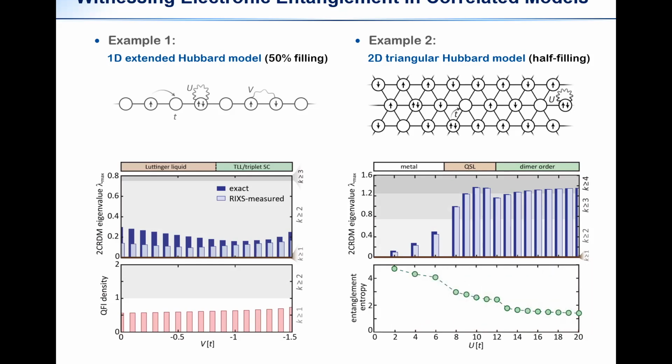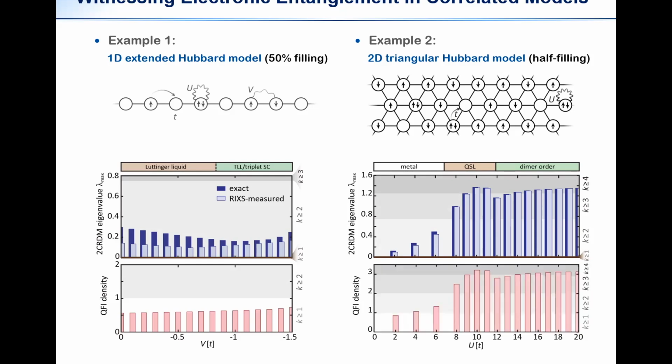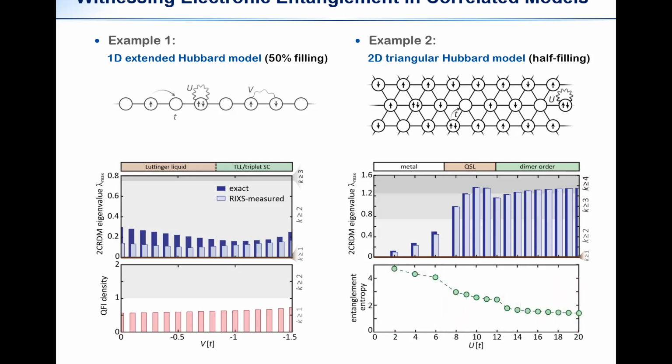So the take-home message is whenever the system is spin dominant, the results from the electron entanglement and the spin entanglement give the same result, so it covers all the QFI information. But when the system is no longer spin dominant, you can still use the electron entanglement witness to identify entanglement. And this is very different from the entanglement entropy.